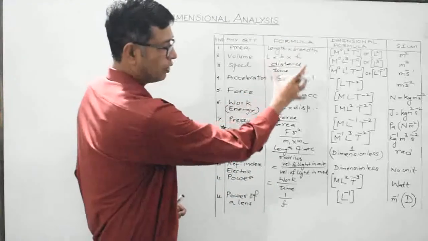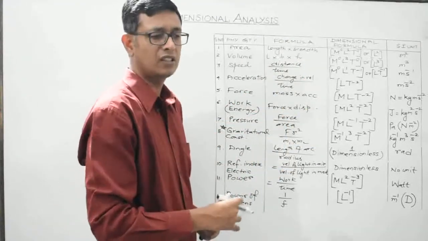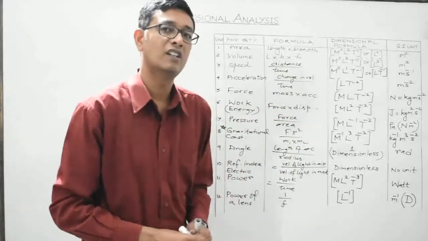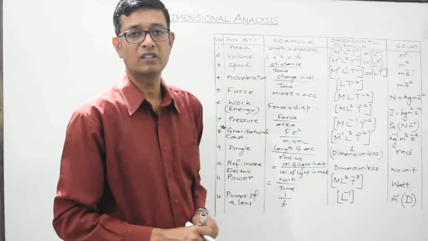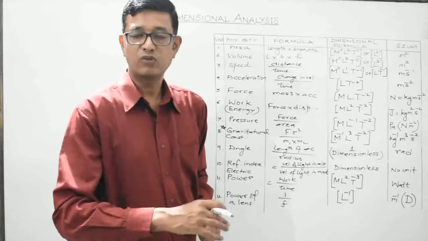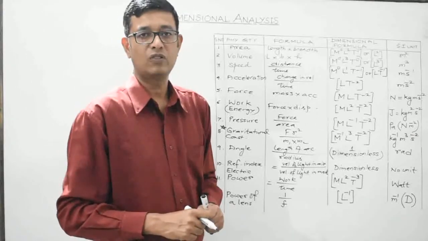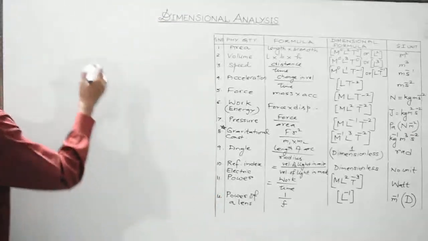I hope you are able to understand this. Any physical quantity, if the formula is known to us, then we can easily determine the dimensional formula by using this, right? Let's start with some other physical quantities as well, right? Like current, electric current.